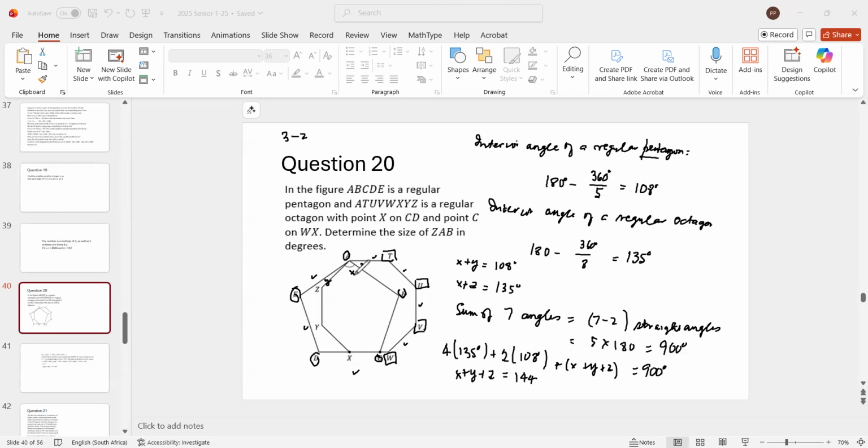Okay, so we need to calculate X, remember. So we have X plus Y is 108. And so we can work on Z here. See, X plus Y is 108. So Z must be 36.